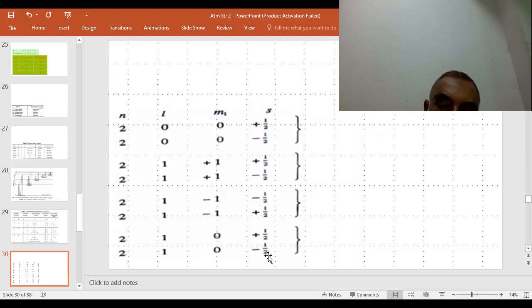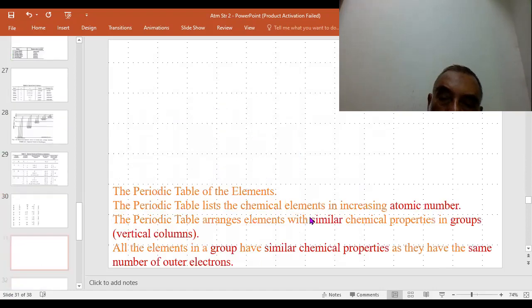So no two electrons have the same 4 quantum numbers. For example, these 2 electrons have the same 3 quantum numbers, but the fourth is different. These 2 electrons have the same first 3 numbers, but the fourth one is different. These 2 electrons have the same first 3, but the other is different. So this is showing the Pauli exclusion principle.